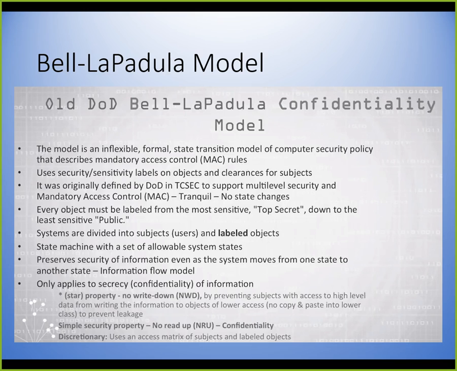The state machine has a set of allowable system states and preserves the security of information even as the system moves from one state to another state with the information flow. It only applies to secrecy, the confidentiality of information. So no write down, preventing subjects with high level access to high level data from writing the information to objects with lower access, the higher level information for those.